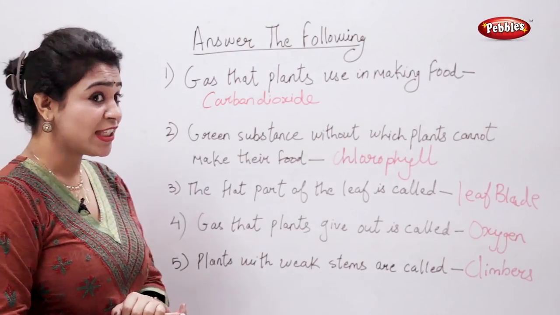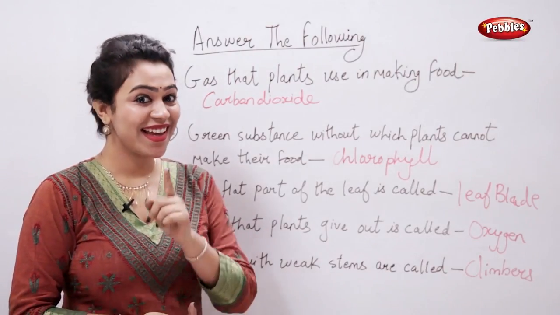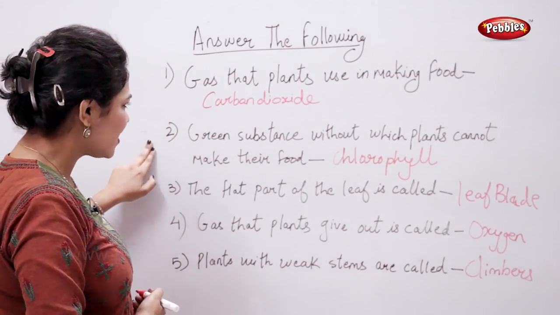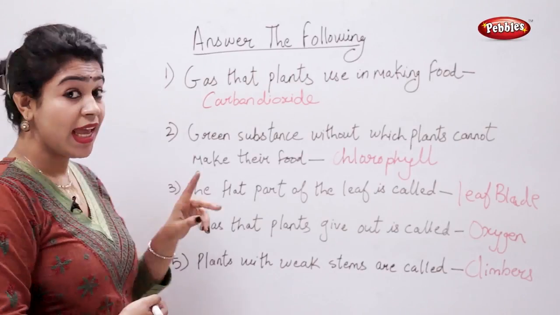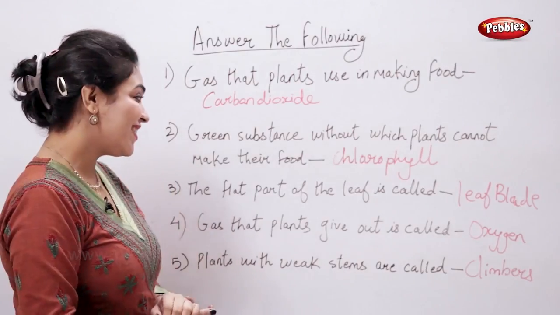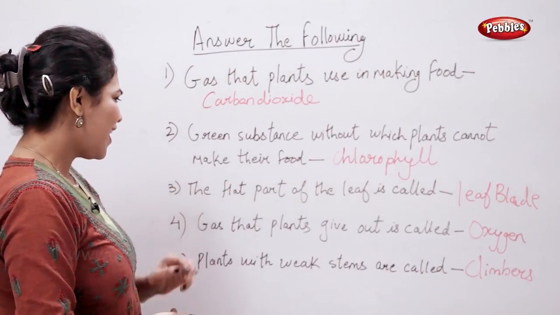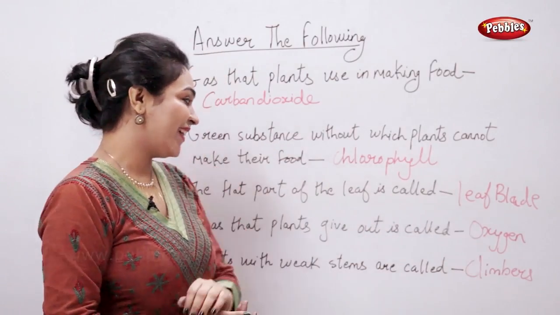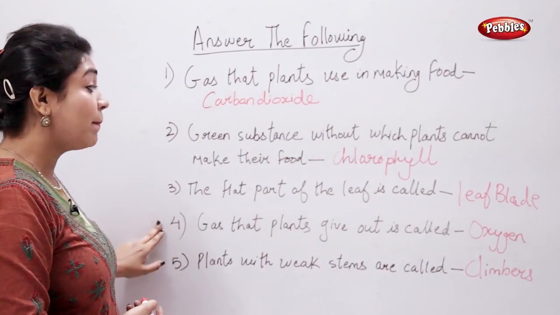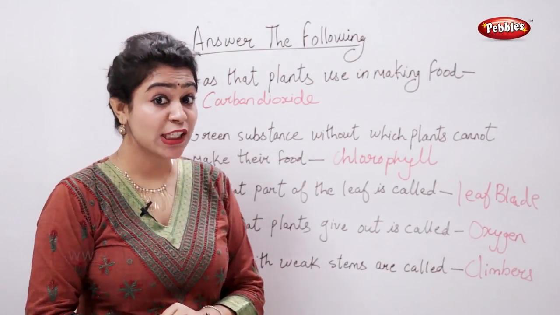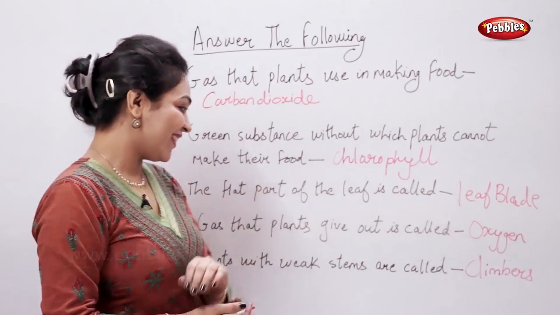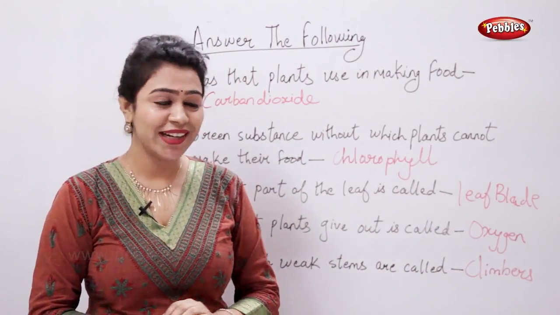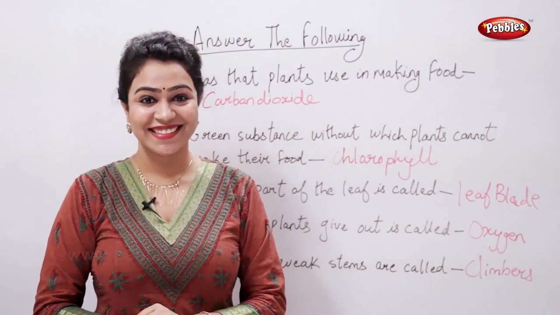Gas that plants use in making food is carbon dioxide. Green substance without which plants cannot make their food is chlorophyll. The flat part of the leaf is called leaf blade. The gas that plants give out is called oxygen. Plants with weak stems are called climbers.